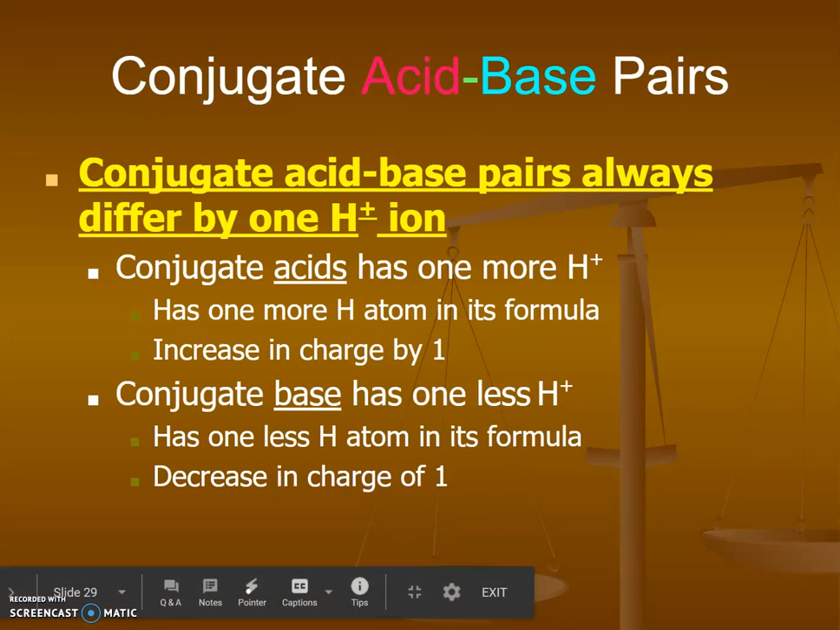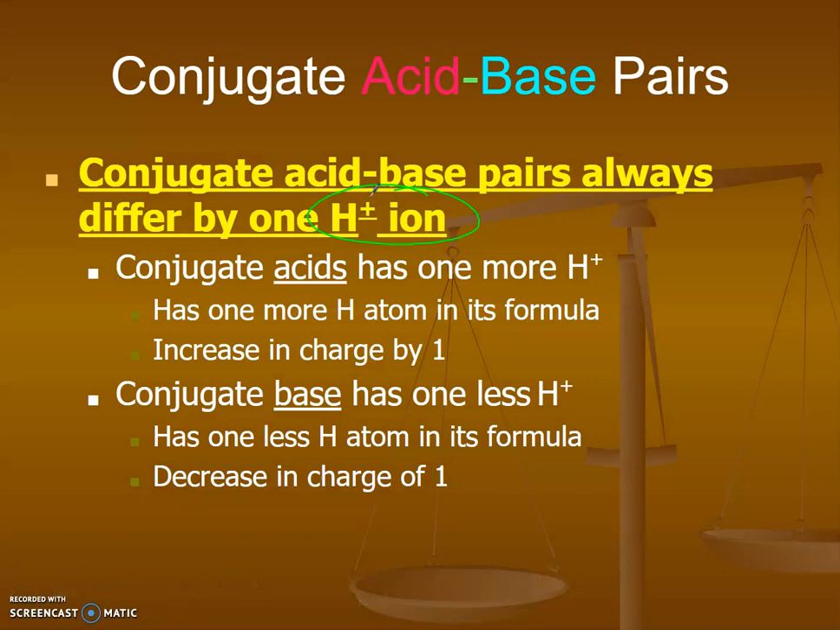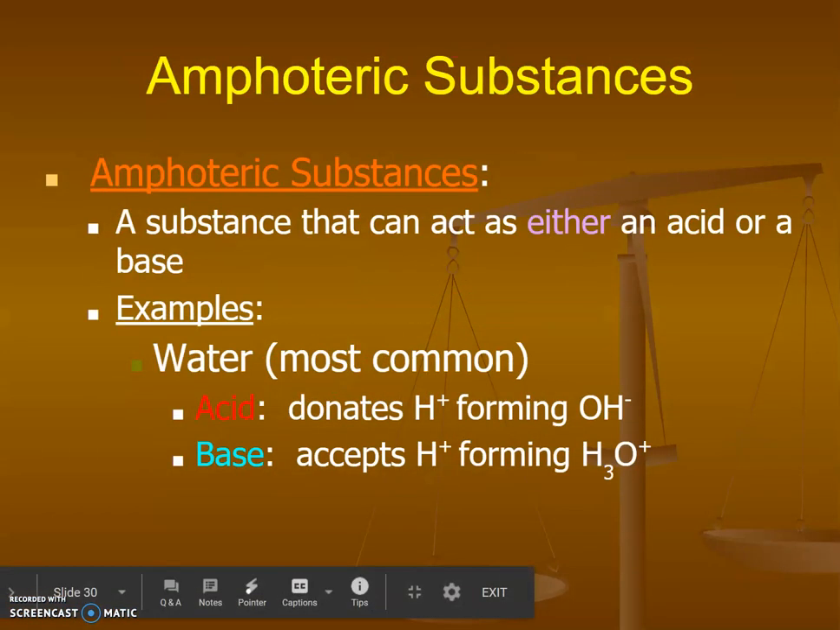Okay? So, a conjugate acid-base pair always differs by the H plus ion. Conjugate acids have one more H plus. That means one more H, and you have to change the charge. Okay, the conjugate base, however, has one less H plus. That means you remove an H plus and you remove the charge. So you have to know how to get in and around zero.